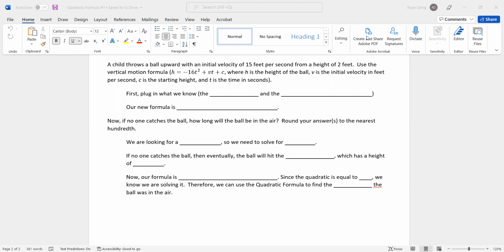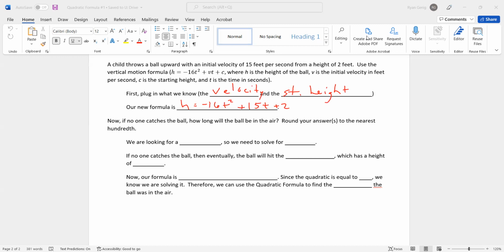All right, so plug in what we know. So in this case, we do know the velocity. And we know the starting height. So our new formula is H equals -16t squared plus 15t plus 2. Okay, that's the new formula for this specific problem.